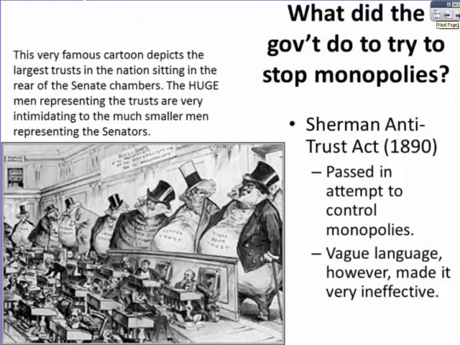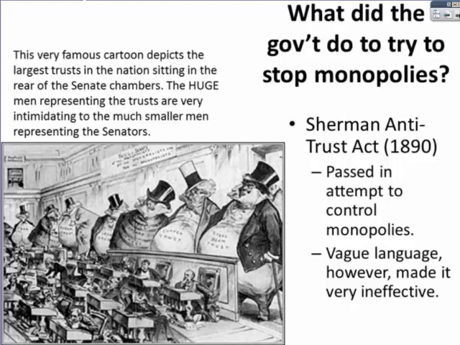So what does the government try to do to stop the monopolies? In 1890, they pass the Sherman Antitrust Act. This is an attempt to control monopolies. However, any company with a good lawyer could sift through the vague language of the law and find a way around it. So it's extremely ineffective.